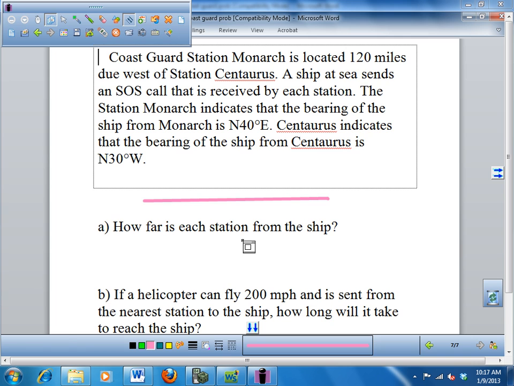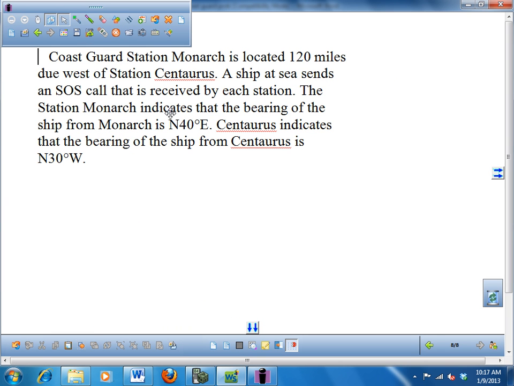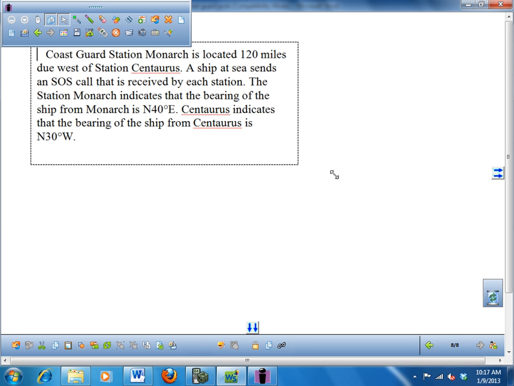So here we go. And so I'm gonna make this a little smaller. You don't need that big.